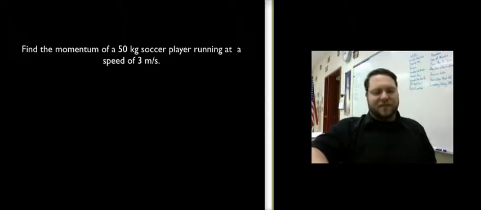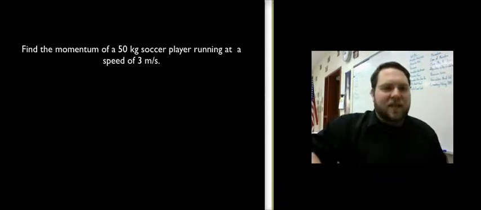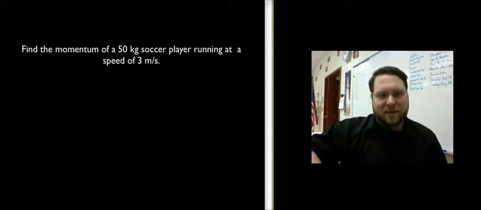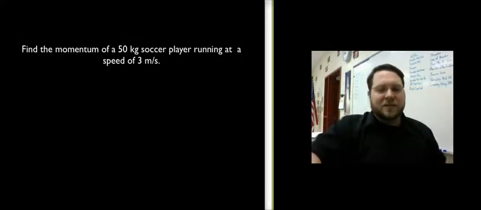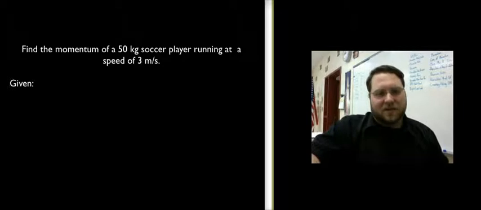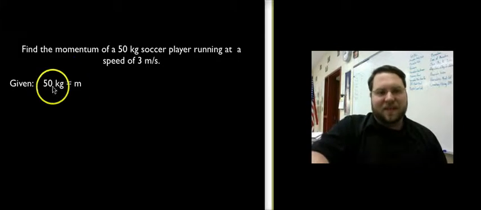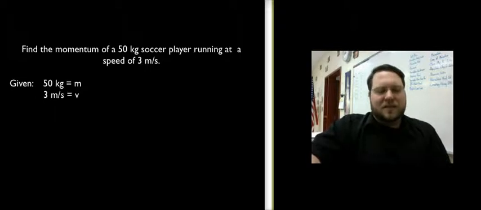So let's look at an example of calculating this. Find the momentum of a 50-kilogram soccer player running at a speed of 3 meters per second. So we're going to do this just like we've done all the others. First, what are we given? Well, we're told the soccer player has a mass of 50 kilograms. Notice that I'm specifying that 50 kilograms is a mass. Also, the speed is 3 meters per second, or the velocity if you want to be more precise.